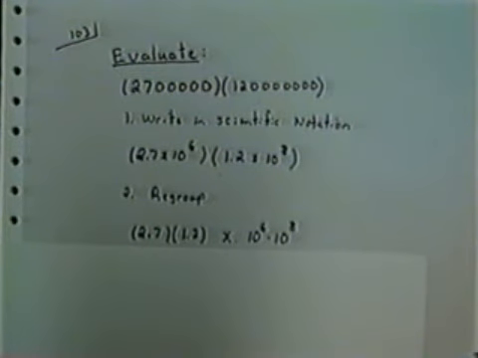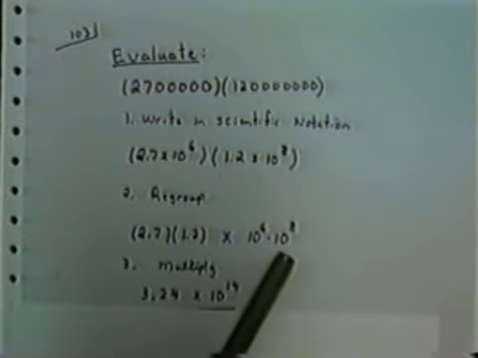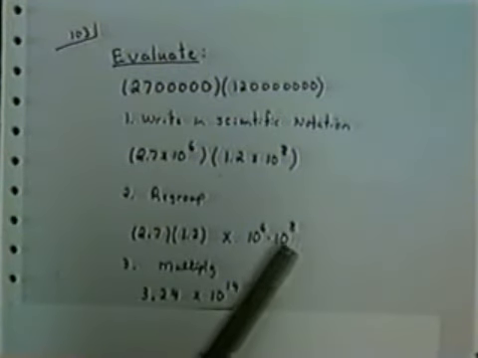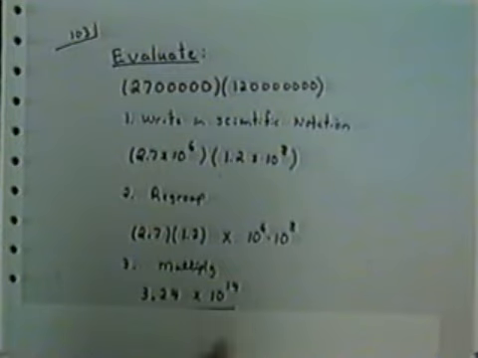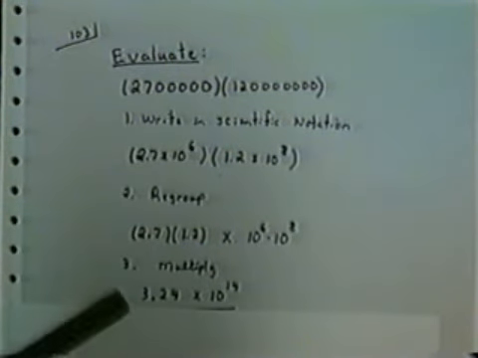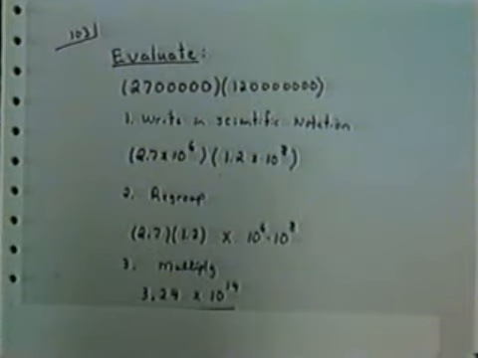Take any calculator and multiply 2.7 times 1.2 to get 3.24. Now, to multiply powers having the same base, I keep the base 10 and add the exponents. So we keep the base, add the exponents. 6 plus 8 is 14. So multiplying these two very large numbers, I get 3.24 times 10 to the 14th.